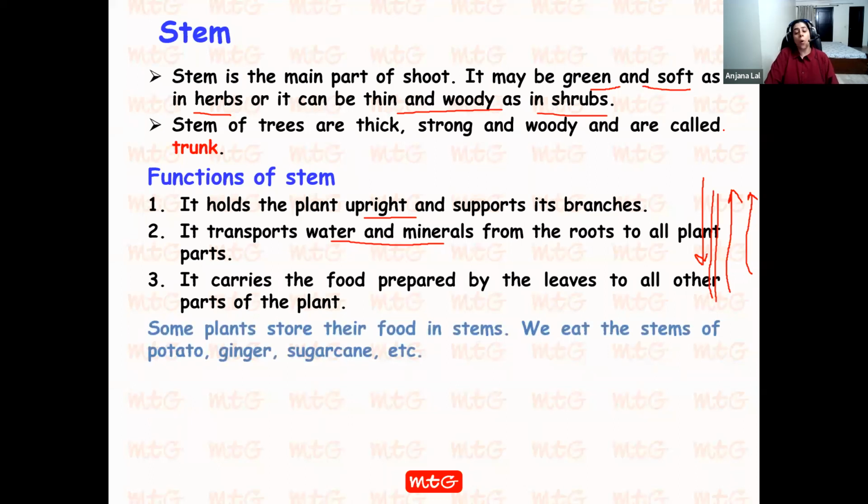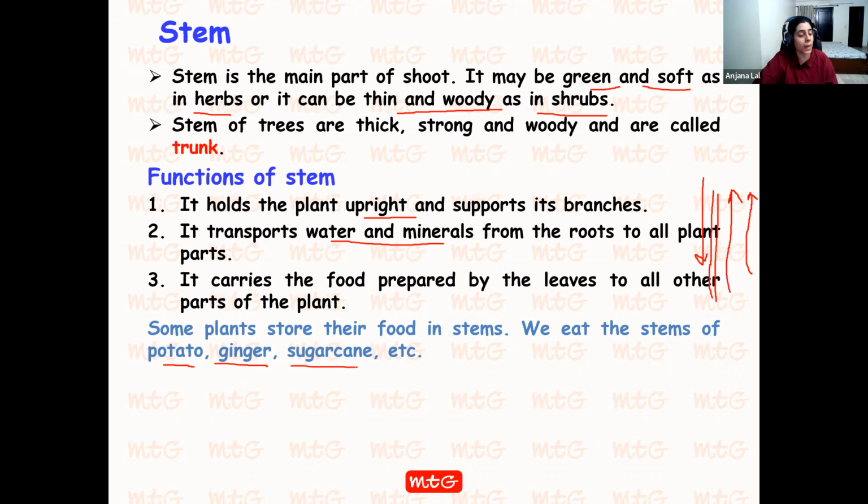Some plants store their food in stems and we eat the stems of potato, ginger, and sugarcane. These are modified stems. Some plants have modified stems, which means they store food, water, and nutrients in them. Examples of modified stems are potato, ginger, and sugarcane.